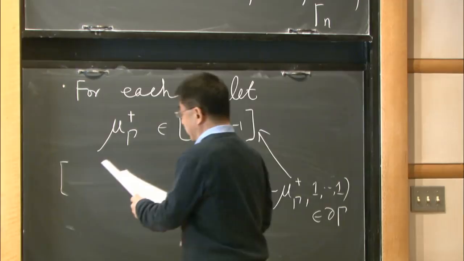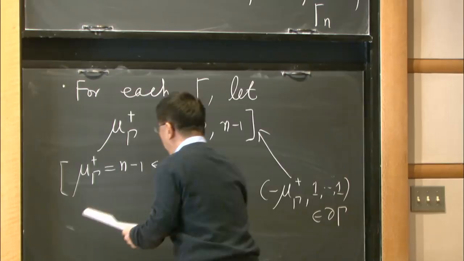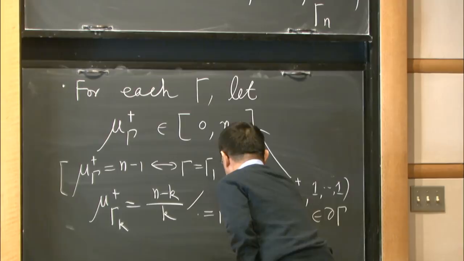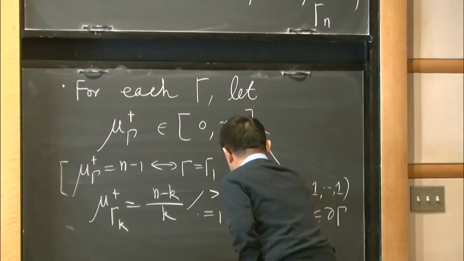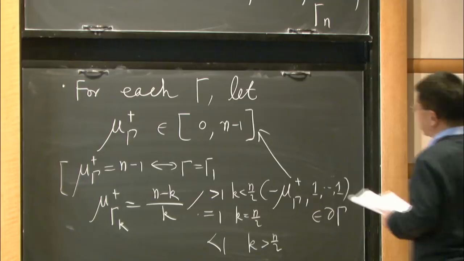It is clear, easy to see, that this mu gamma plus equal to n minus 1 is the same as this gamma equal to gamma 1, and mu gamma k is equal to n minus k divided by k. And therefore, it's going to be equal to 1 at a half dimension, and it's going to be bigger than 1 if k is less than n over 2. It's going to be less than 1 if k is bigger than n over 2. So our theorems will be in terms of this number.